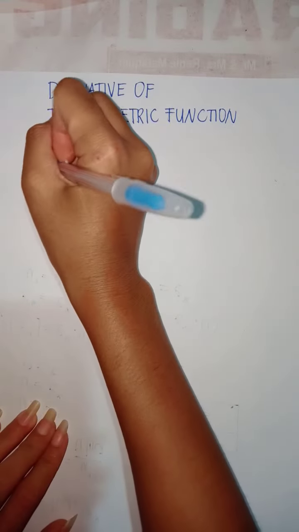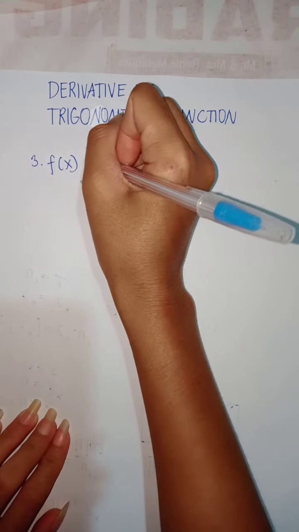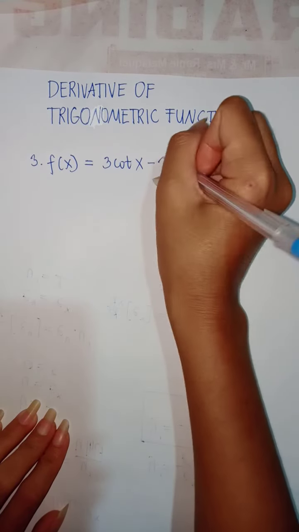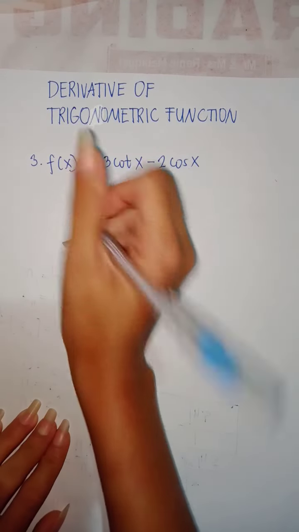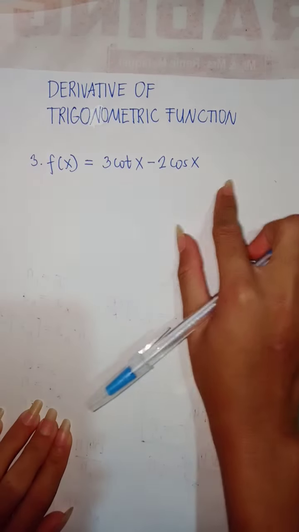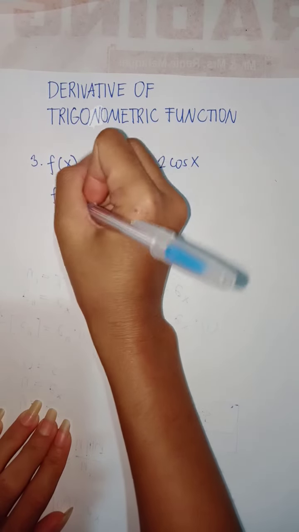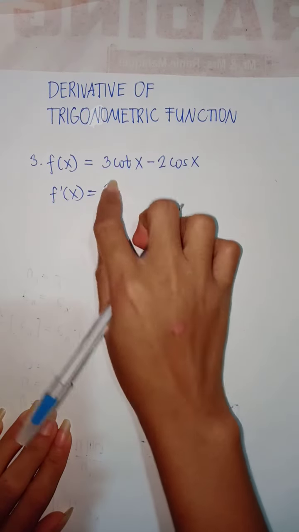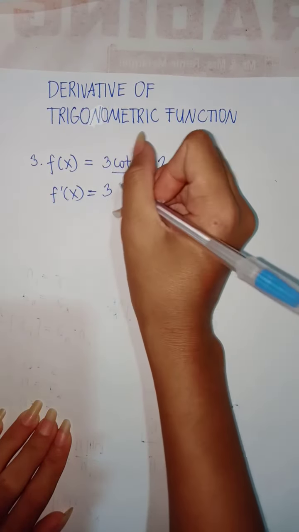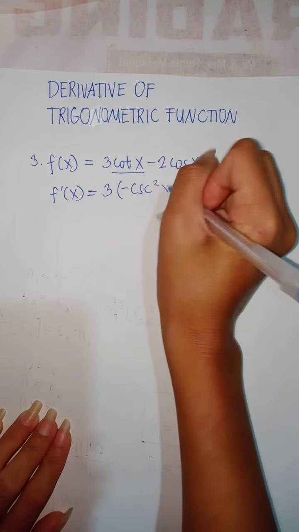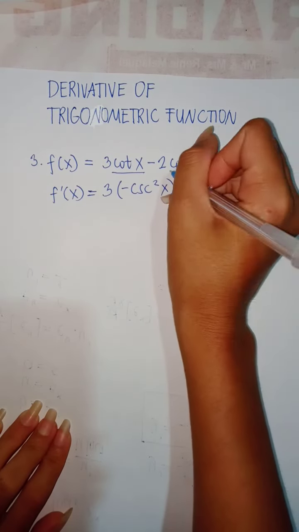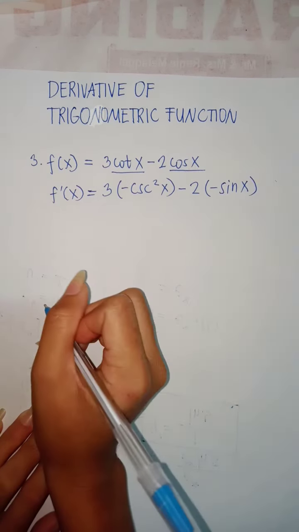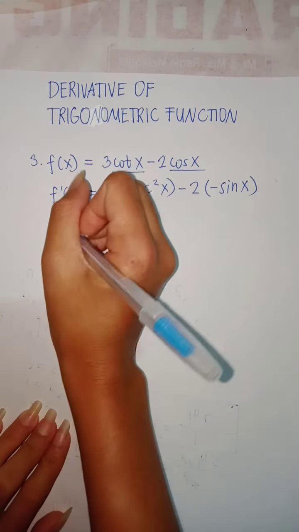And now, f of x is equal to 3 cotangent x minus 2 cosine x. We're going to find the derivative of this trigonometric function. F prime of x is equal to 3 times the derivative of cotangent x, which is negative cosecant squared x, minus 2 times the derivative of cosine x, which is negative sine x. So let's simplify this equation.